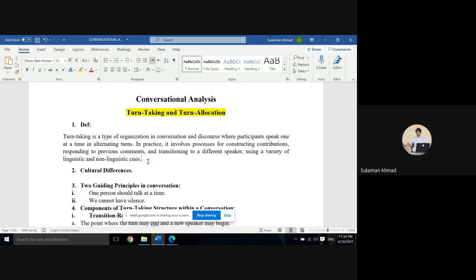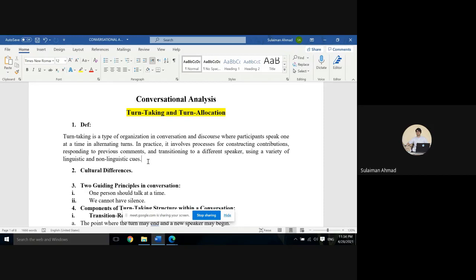We take turns. One person says something, and then another person says something relevant to that point, or maybe something irrelevant as well, right? But we take turns. One person speaks, then another person speaks, then the next person, then the next person, right? So this is what we call turn taking. In conversation, we take turns, right?